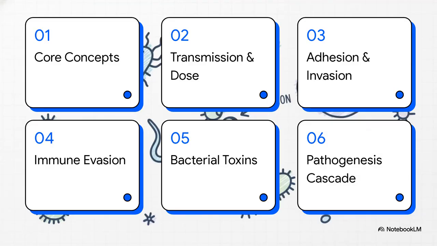We'll start with core concepts, then move to transmission and the required infective dose. From there, we'll examine establishment via adhesion and invasion, followed by survival strategies against the immune system. We'll then analyze the pathology caused by bacterial toxins and conclude with a summary of the entire pathogenic cascade.